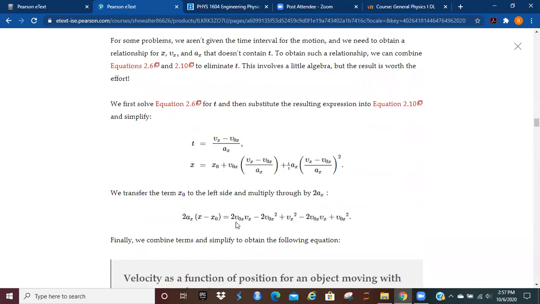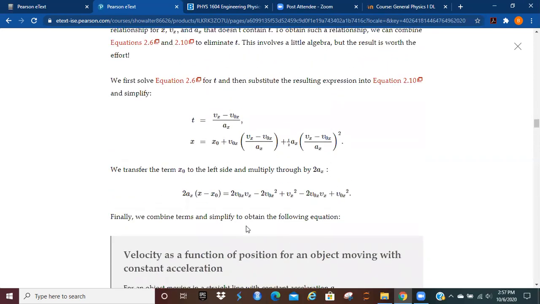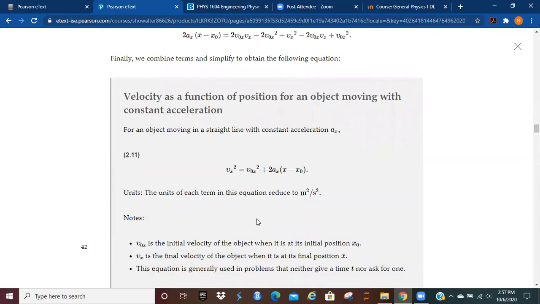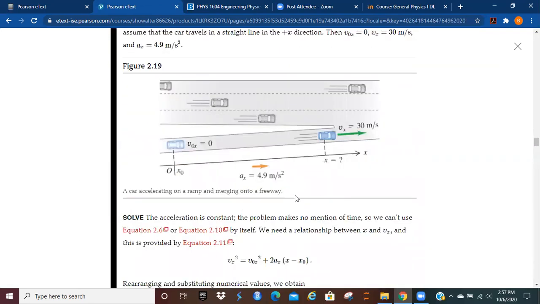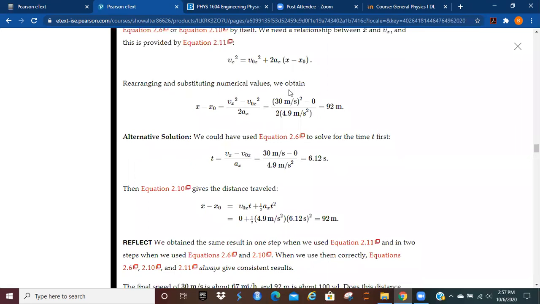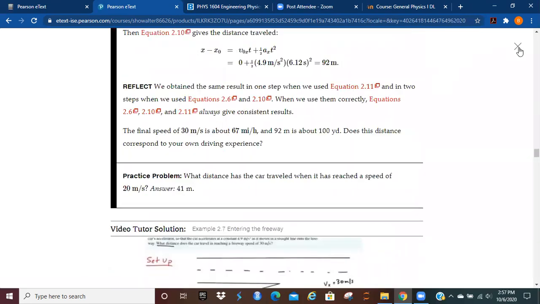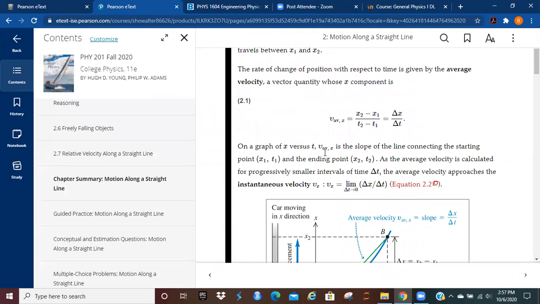Those three kinematic equations are what you're going to need going forward in order to be able to solve these problems. And again, I will let you go through and work through these problems yourselves, and those are very good exercises.